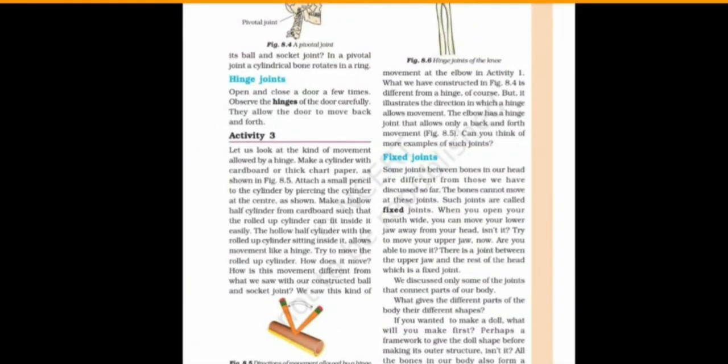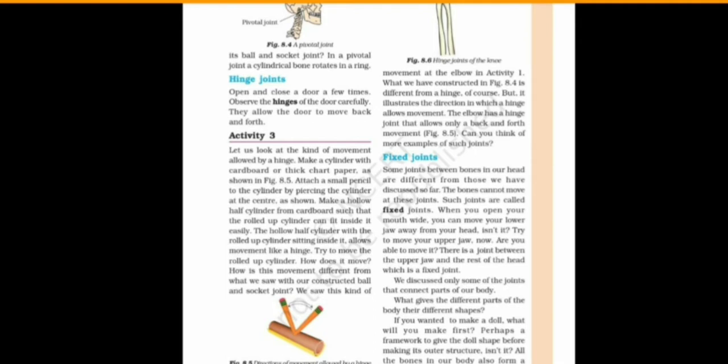Now see the second part of this chapter. We already talked about joints. What are joints? The places where two or more bones meet or join together are called joints. And also you can see what is ligaments. The bones are held at the joints by the strong tissues. That strong tissues are called ligaments.